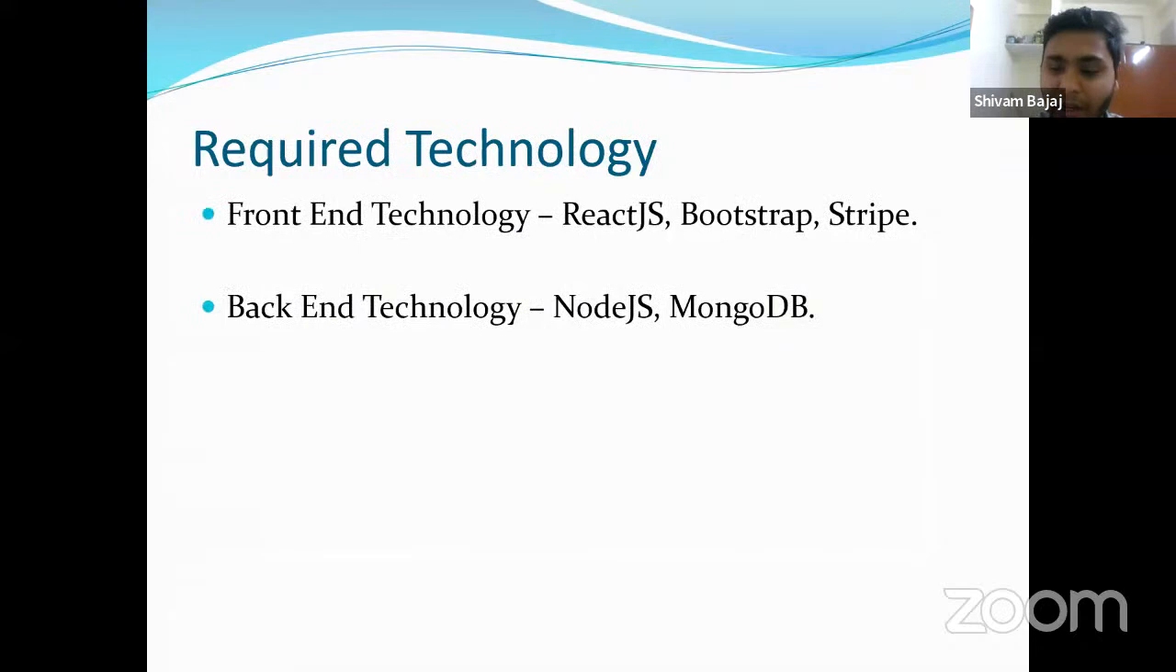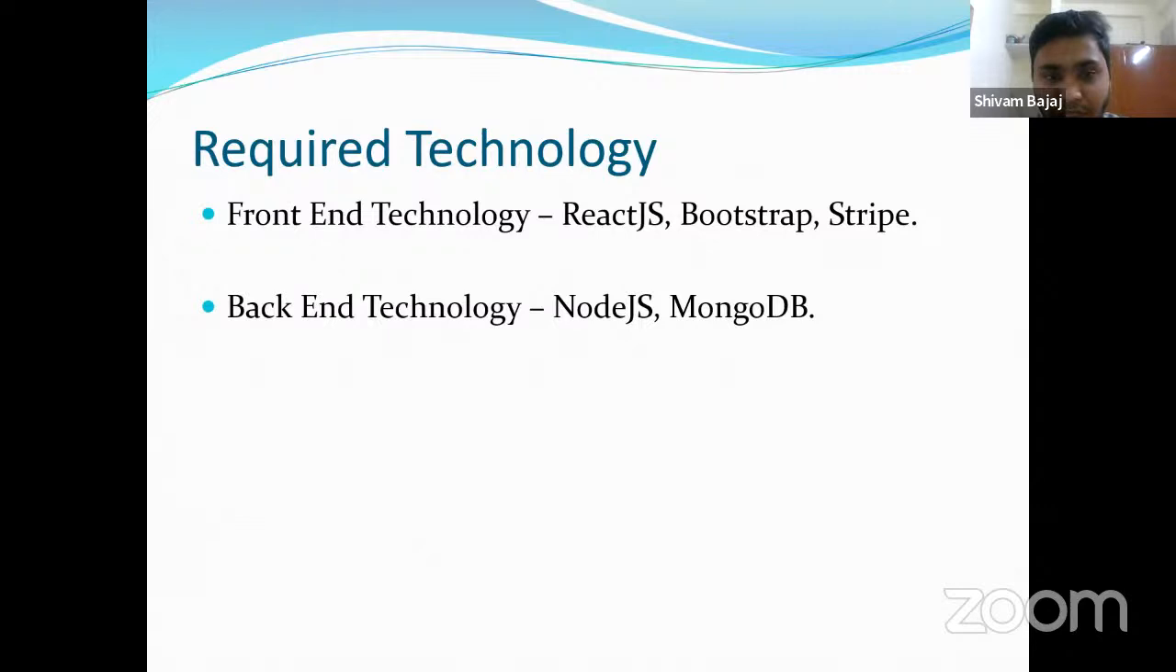What are the required technologies used in this? In the front end, technologies like ReactJS, Bootstrap and Stripe are used. What is ReactJS? ReactJS is a JavaScript framework used to develop UI design, and it is used to develop a single web page application. What is Bootstrap? Bootstrap is a combination of HTML, CSS and JavaScript. And Stripe is used in the payment section.